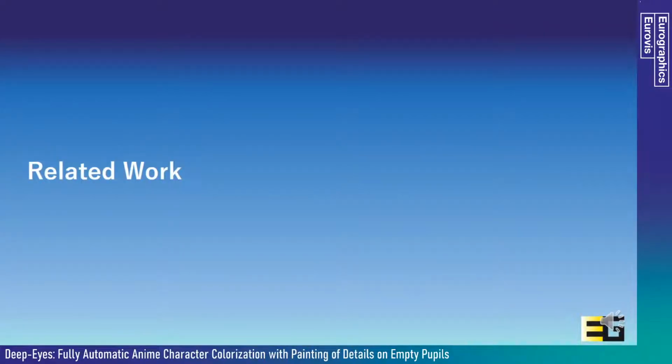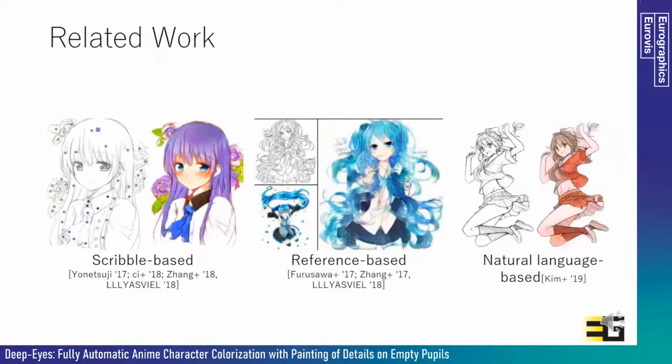Next, I will introduce related works. Based on deep learning, some semi-automatic colorization methods for illustration have been proposed. There are three ways to input color hints. The left shows the scribble-based method. The middle figure shows the reference-based method. And the right figure shows the natural language-based method.